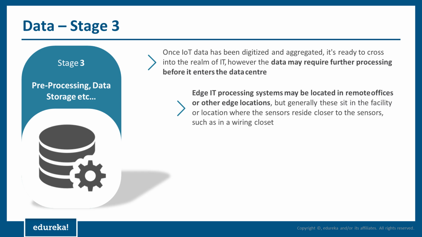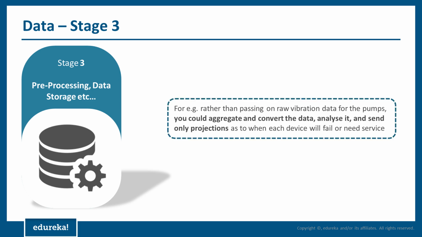So edge IT processing systems may be located in remote offices or other edge locations, but generally they sit in the facility or location where the sensors reside, closer to the sensor, such as in a wiring closet. Okay. For example, rather than passing on raw vibration data for the pumps, you could aggregate and convert the data, analyze it, and send only projections as to when each device will fail or need service. Correct? Instead of sending all the data to the cloud, it will only send relevant data. That's what the edge device does.